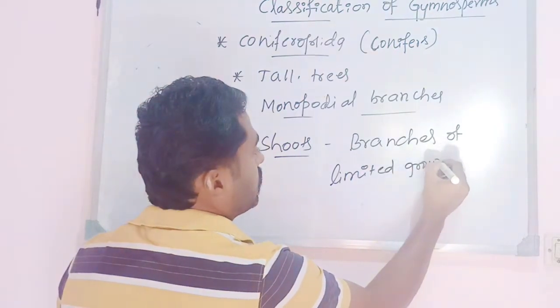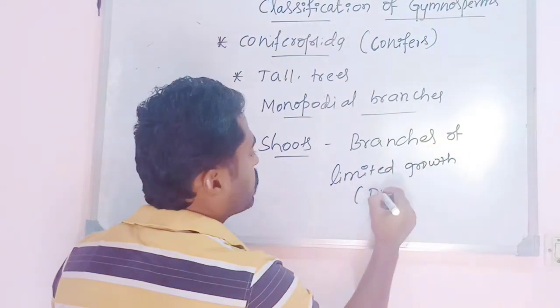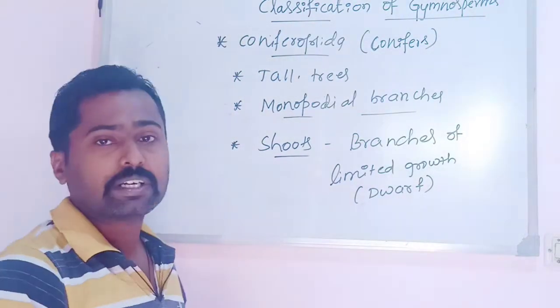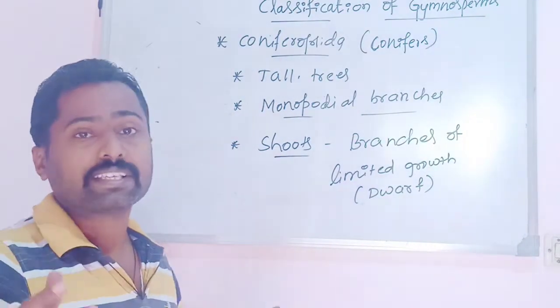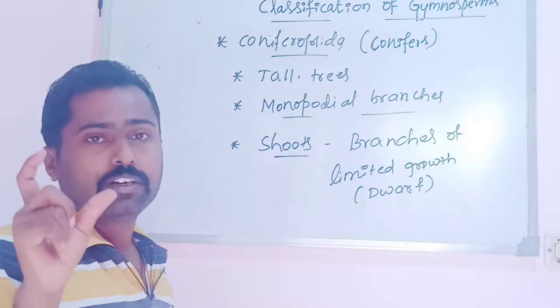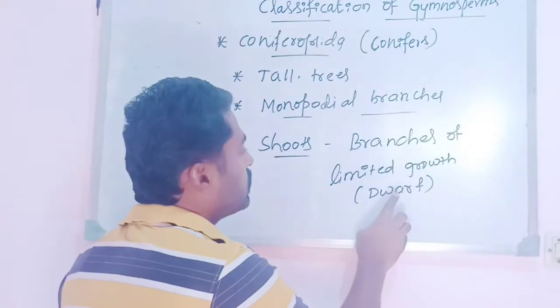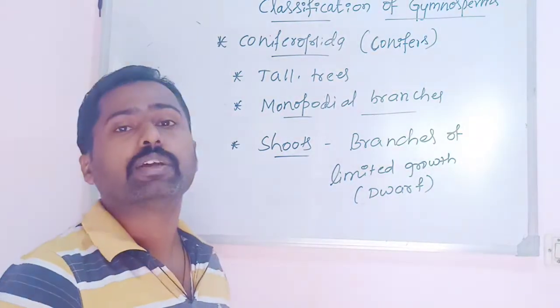Branches of limited growth are also called dwarf shoots. It means their growth is limited. They do not extend too much; they have a very short growth. Such branches are said to be dwarf branches or branches of limited growth.